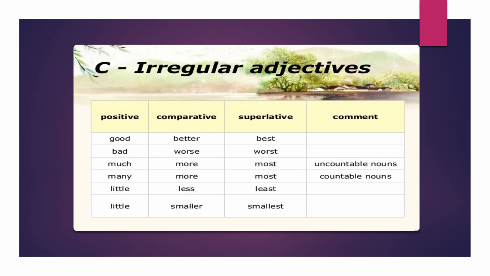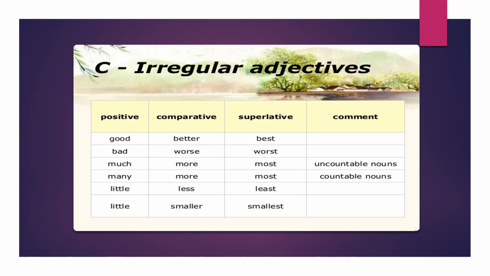For example, the word good. We do not have words like gooder and goodest. It is good, better, best. Likewise, bad, worse, worst. Much, more, most. Much, more, most will be used for uncountable nouns. You will never say that there were much students in the class. You will always say there were many students in the class, countable. You will always say that there was much to learn from the session. You will never say there was many to learn.